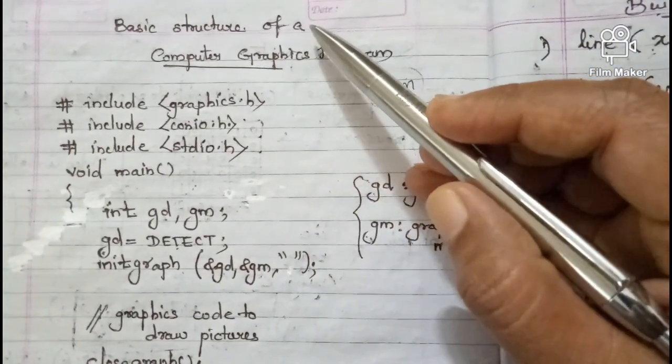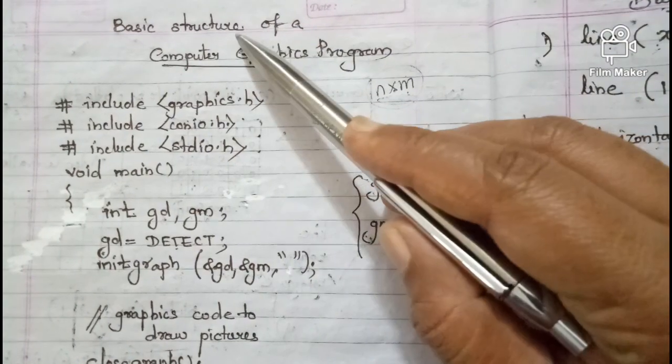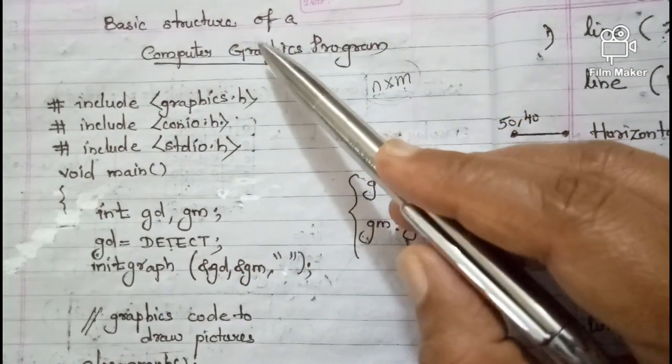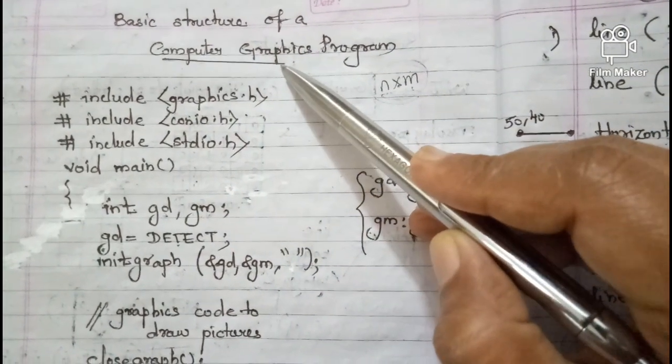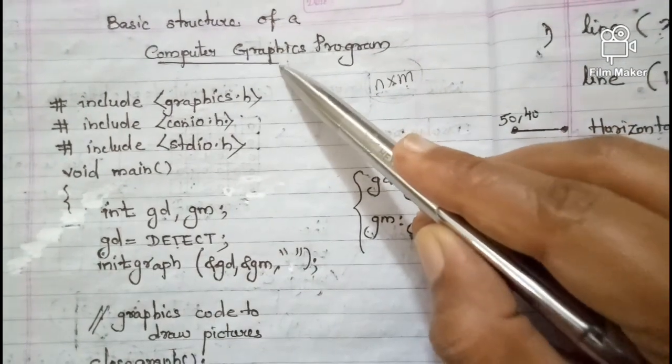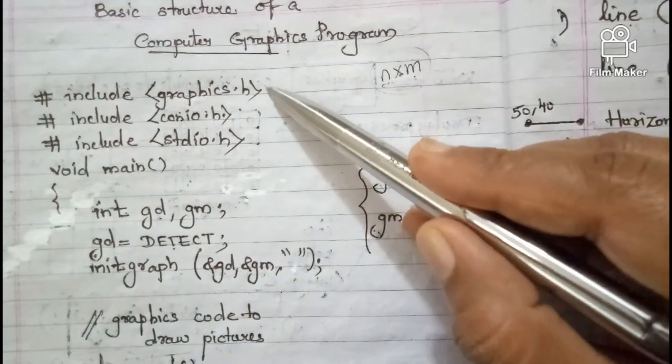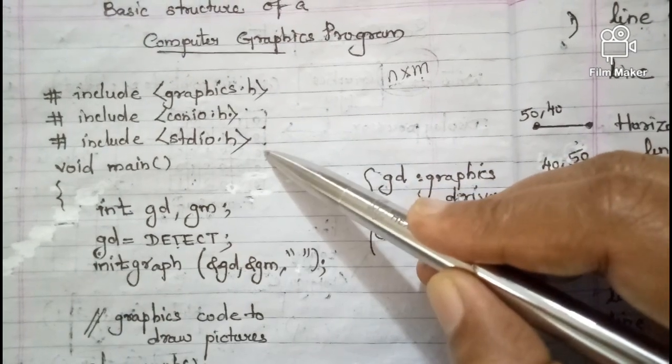Welcome you all to the new session of computer graphics. Today we are going to learn the basic structure of a computer graphics program. A graphics program begins by including three header files.